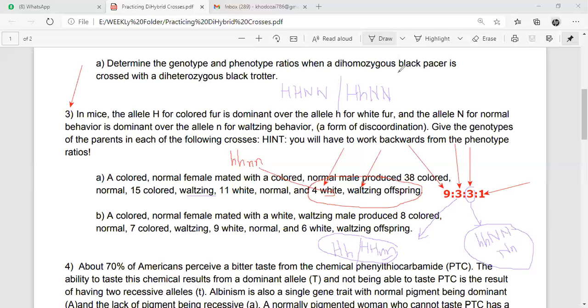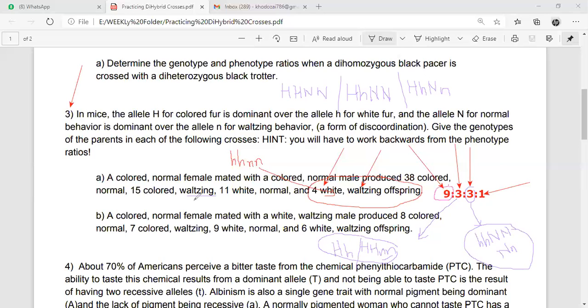What can be the third possibility? Capital H, small h, capital N, small n. So there are plenty of possibilities for this, because if they have one dominant allele, they can make this part, isn't it? You are familiar with this thing. Yeah. Now the conclusion is there.